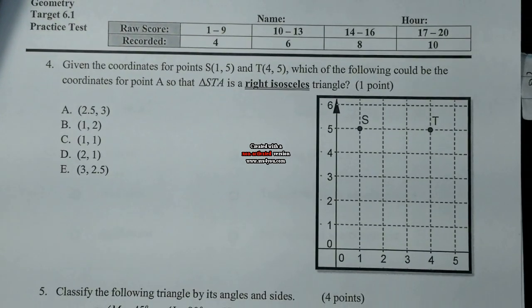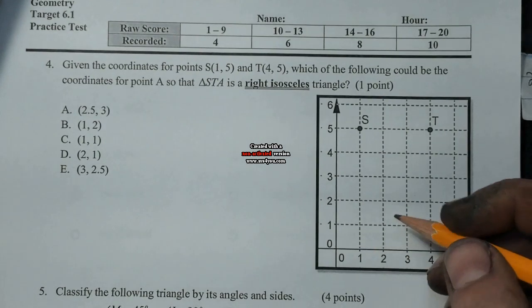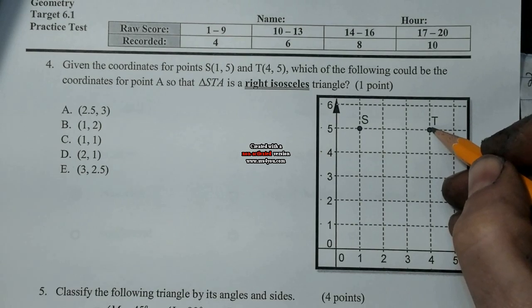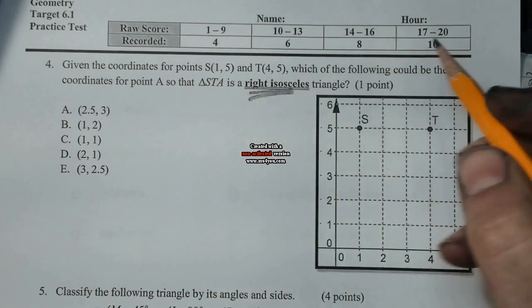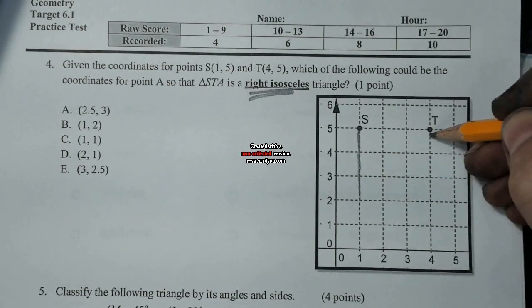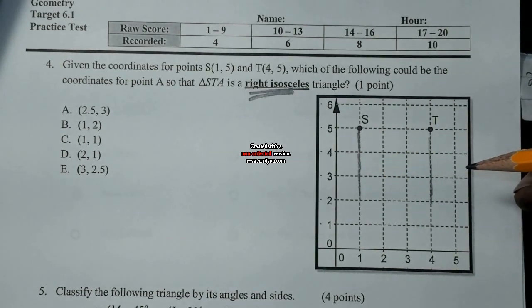Problem 4. Give them the coordinates for the points. Okay, let's plot those points. Always plot them. S, T, which of the following would be coordinates for A so that it's a right isosceles? So to be a right triangle, either that's going to come this way or this way.